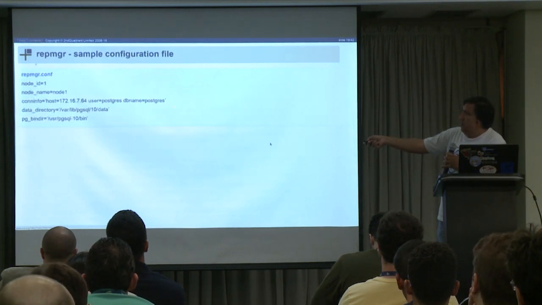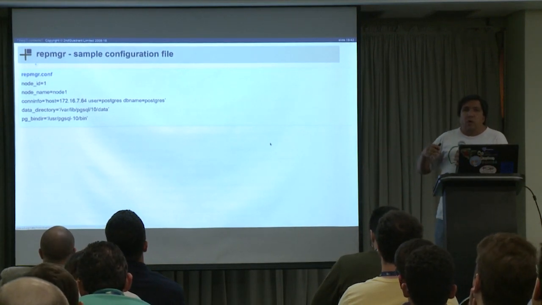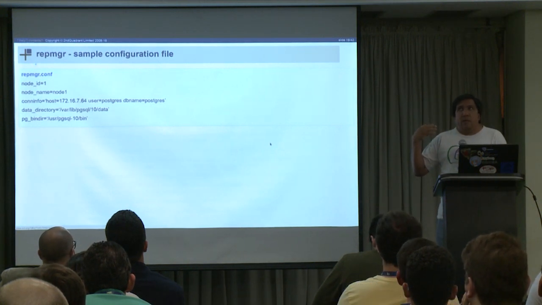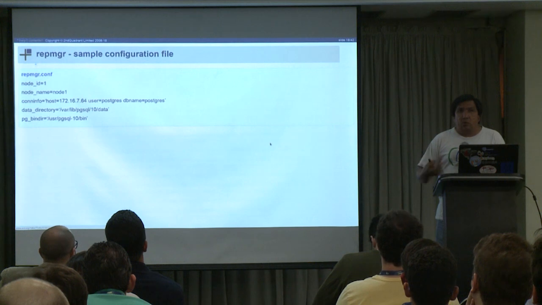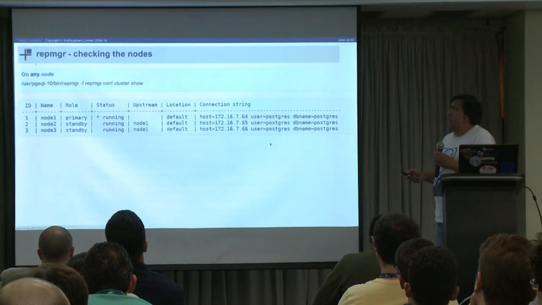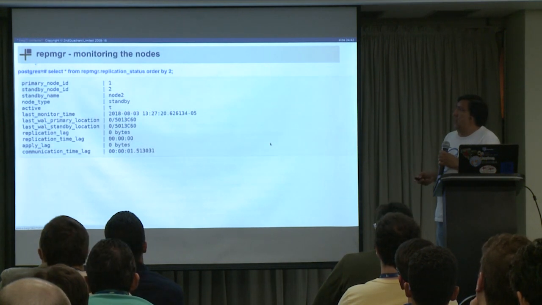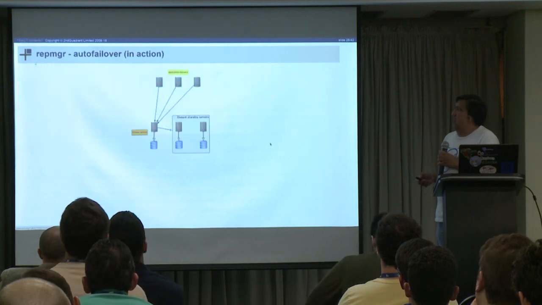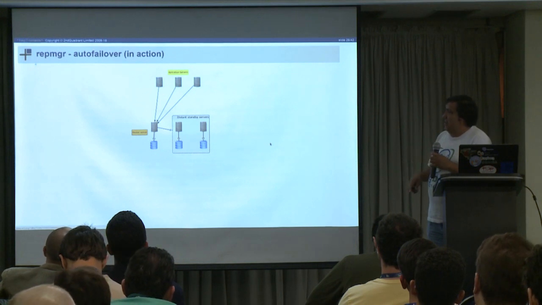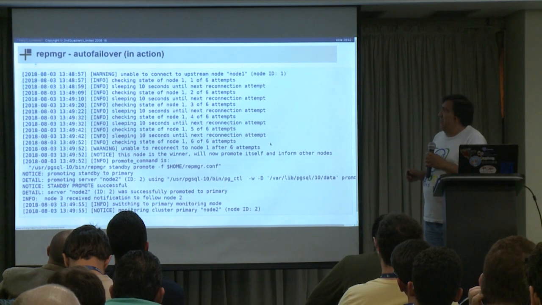Conninfo here, connect timeout equal to. This is to allow repmgr to detect network failures as soon as possible. Okay, so after I did this, this is an idea of a cluster.